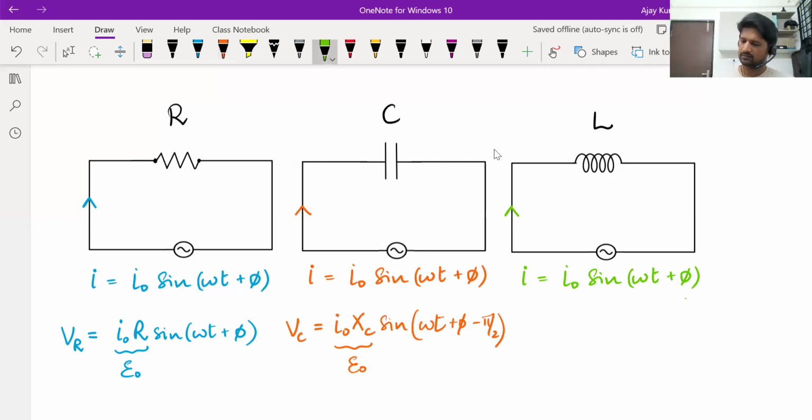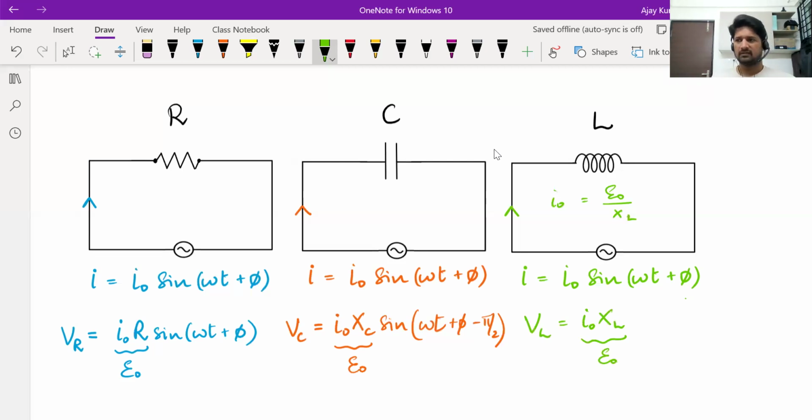Next, inductor. In an inductor, we know I naught is equal to E naught by XL, where XL is L omega, inductive reactance. So you can write E naught is I naught into XL. So the voltage across the inductor becomes I naught XL, where XL is L omega, can be calculated. What you are left with is the phase. This value is the peak voltage.